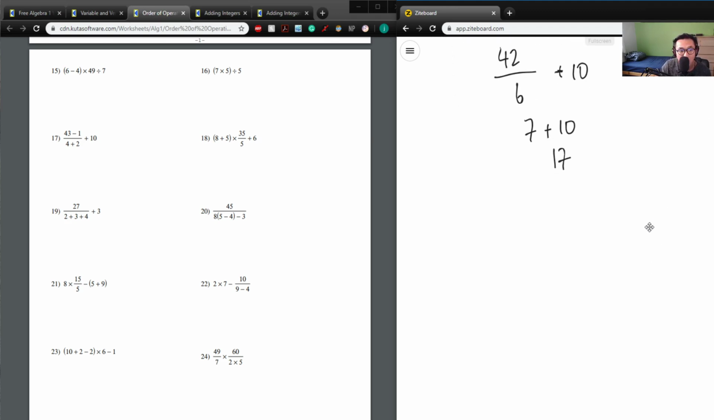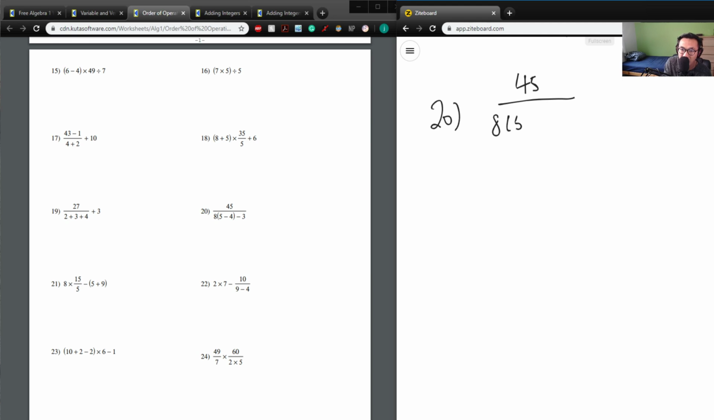Let's do one more. Let's do 20 here. I'm kind of going all over the place. I'm trying to pick questions that incorporate more concepts so that you're more familiar with this at home as well. So if we have 45 divided by 8, and then we have bracket 5 minus 4 minus 3.